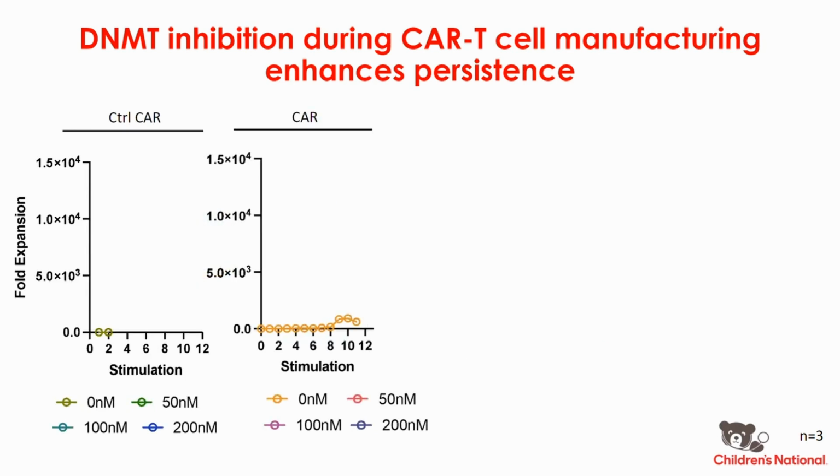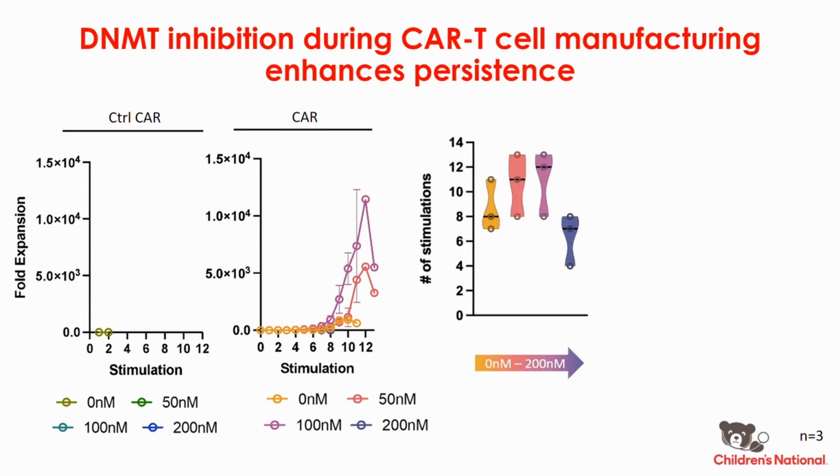And here we can see, again, our control CAR T cells don't expand, don't persist, don't kill. But then we see our non-treated B7H3 CAR T cells. They are killing the tumors and they are persisting, but they aren't expanding very well. Compare this to our DNMTI-treated CAR T cells. We are seeing a massive increase in proliferation from our 150 nanomolar treated CAR T cells.